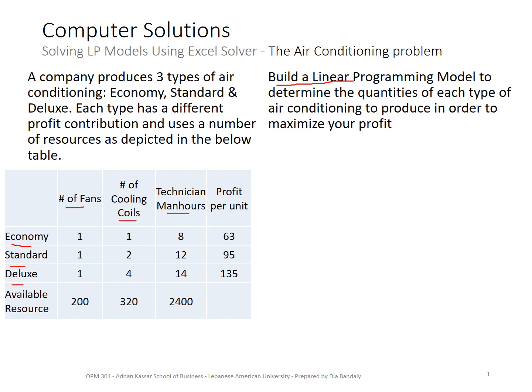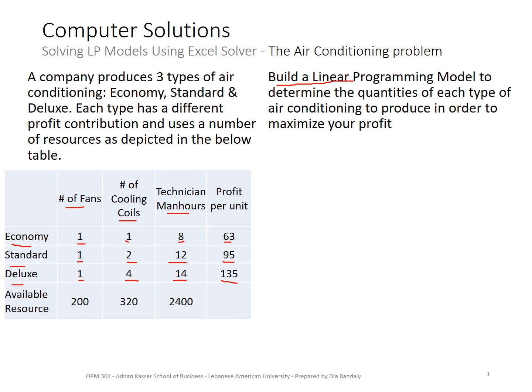Economy uses one fan, one cooling coil, and 8 hours to make one, and it generates a profit of $63 per unit. The standard also requires one fan; in fact, all of them use only one fan. However, this requires two cooling coils and 12 hours to assemble, and it generates $95. The deluxe has four cooling coils and 14 man hours to assemble, and it generates $135 profit per unit.